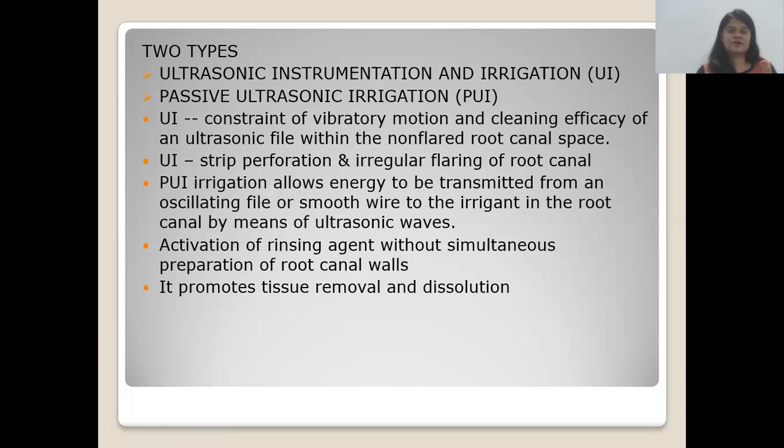UI consists of constant vibratory motion and cleaning efficacy of an ultrasonic file within the non-flared root canal space. UI leads to strip perforation and irregular flaring of the root canal. So passive ultrasonic irrigation came into light, which allows the energy to be transmitted from an oscillating file or a smooth wire to the irrigant in the root canal by means of ultrasonic waves. Activation of the rinsing agent without simultaneous preparation of the root canal is achieved through the passive ultrasonic irrigation method. It promotes the tissue removal and dissolution of the debris.